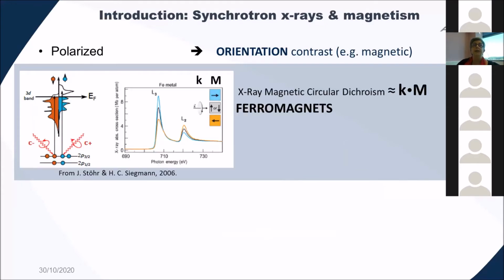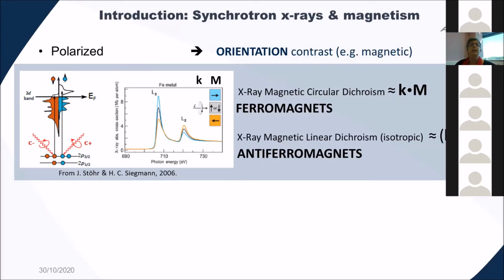They are polarized, and the polarization is variable at almost all synchrotrons. So one can look at contrast that depends on the orientation of orbitals or of magnetization, for example. This is the so-called magnetic circular and magnetic linear dichroism, where the absorption of a certain element is slightly modulated by the relative orientation of the X-ray propagation and the magnetization of that element.